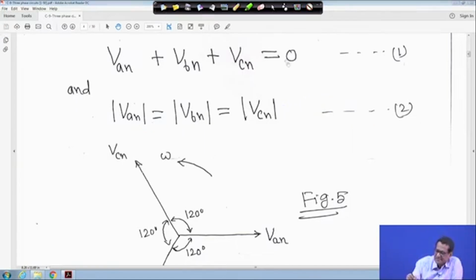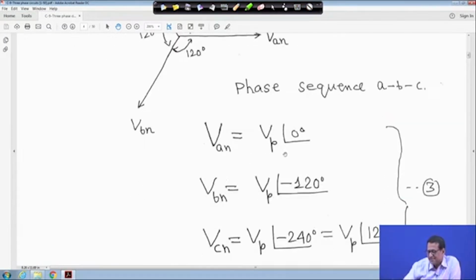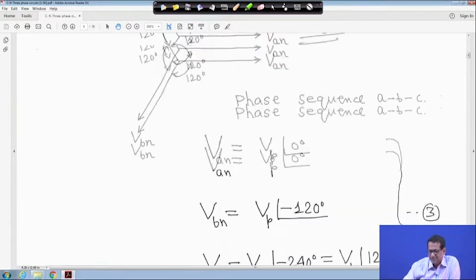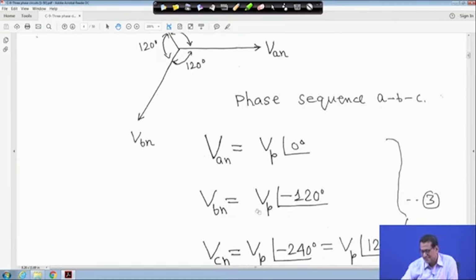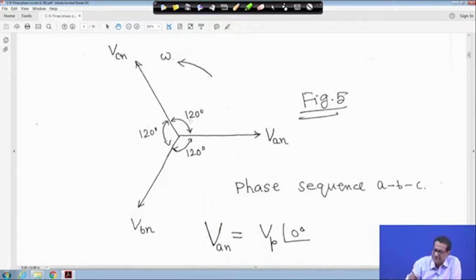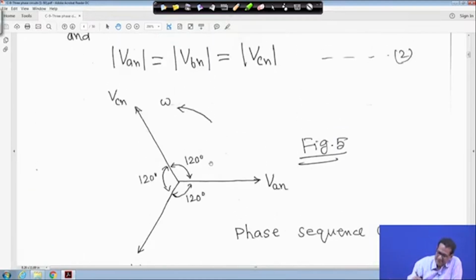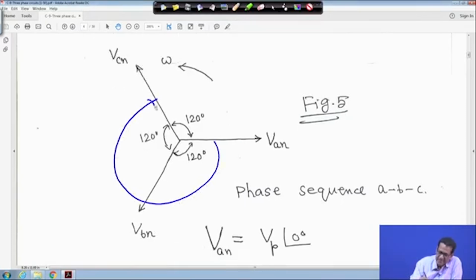So in this case, VAN is equal to VP angle 0 degree. Therefore, VBN lags from VAN by 120 degree. So VBN is equal to VP angle minus 120 degree, because all magnitudes are the same. Then this is my VCN, and this angle is 240 degree. So VCN lags from VAN by 240 degree.